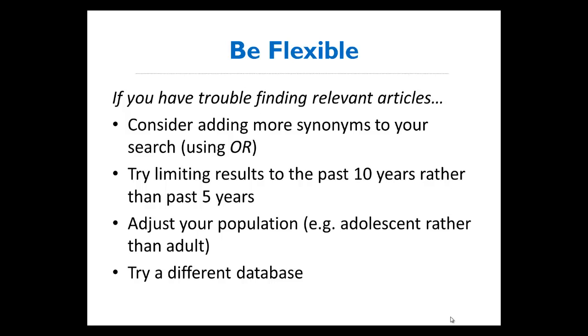If you're having problems finding relevant articles, there are a number of strategies that you can use to improve your results. For example, you might want to consider adding more synonyms to your search and connecting them with or. You might want to try limiting results to the past 10 years rather than the past 5 years, so expand your date range. You can adjust your population. So for example, if you're searching for adults only, you could adjust the search to also include adolescents. Most importantly, make sure that you're using more than one database. So if you're not having success in one place, you might have better luck searching a different database.